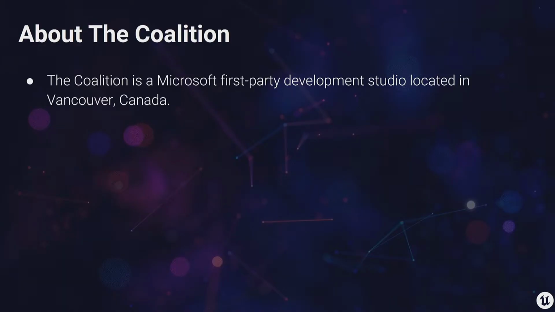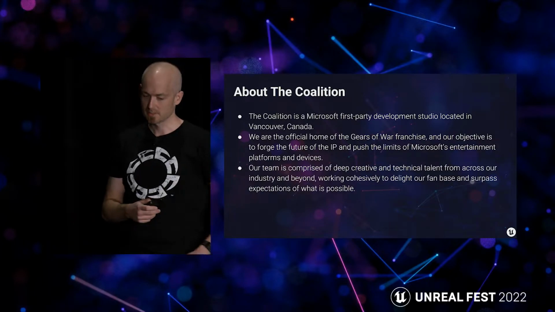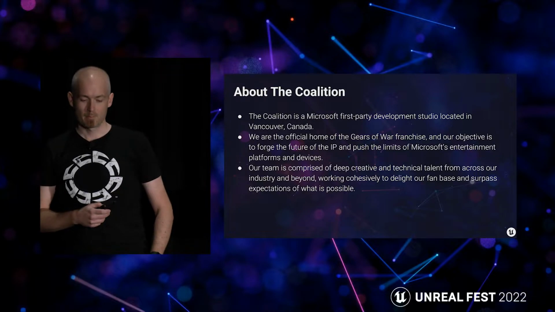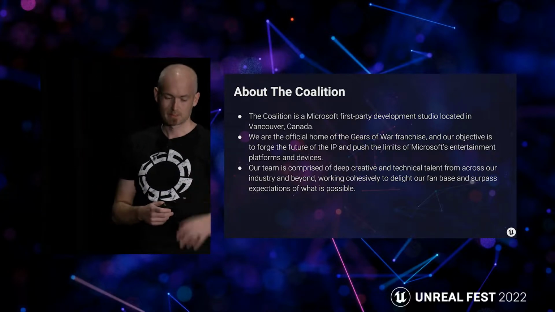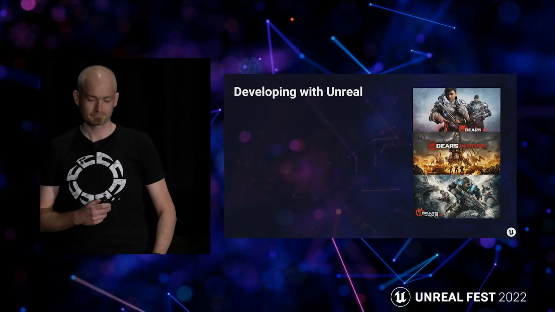So who are we at the Coalition? We are a Microsoft first-party development studio located in Vancouver, Canada. We're the official home of the Gears of War franchise, you probably know this. Our objective is to forge the future of the IP and to push the limits of Microsoft's entertainment platforms and devices. Our team is comprised of a deep creative set of folks and lots of technical talent. We cohesively try to pull all this great talent together to delight our customers and surpass our expectations of what it is to make a game like Gears of War.